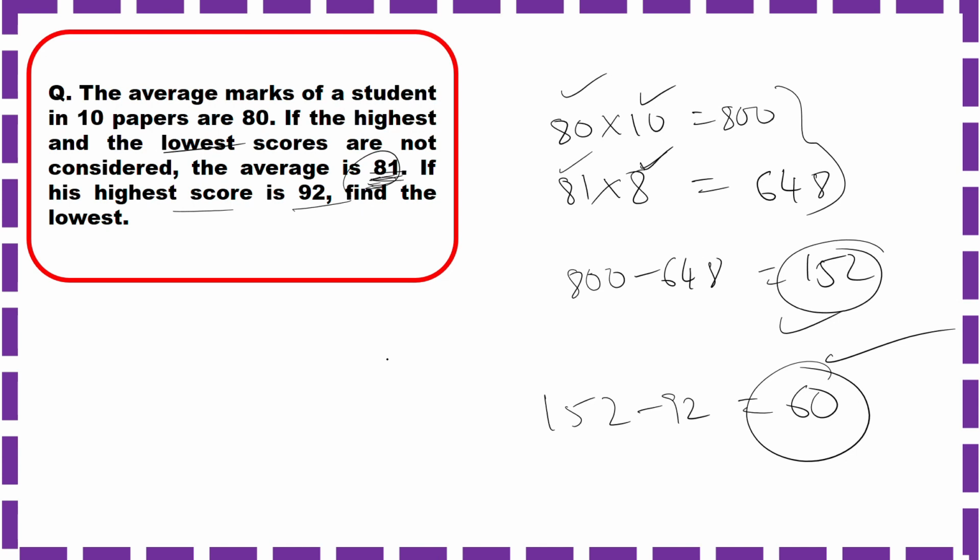Here we are already given that 92 is the lowest mark. So we are just subtracting 92 from 152 from this difference. So we are getting the lowest mark, which is 60.